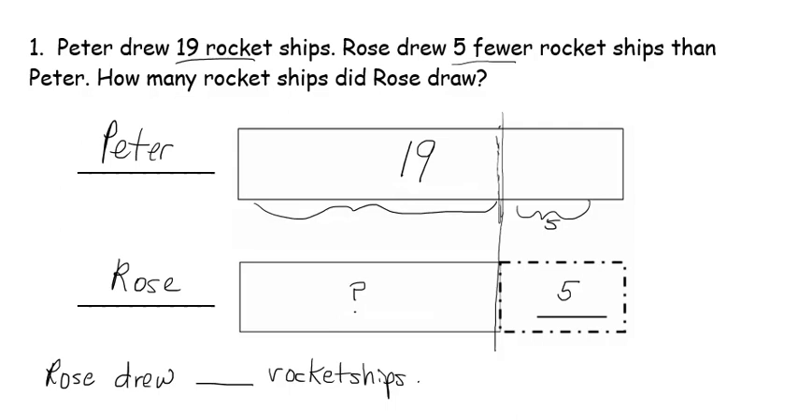Well, 14 and 5 make 19. So that means Rose's tape has to equal 14. So Rose drew 14 rocket ships, and that makes sense because 14 is 5 fewer than 19.